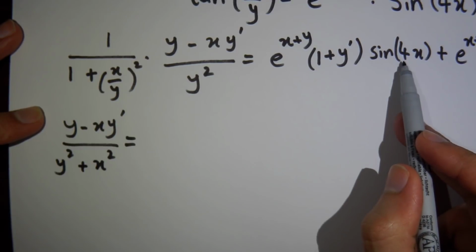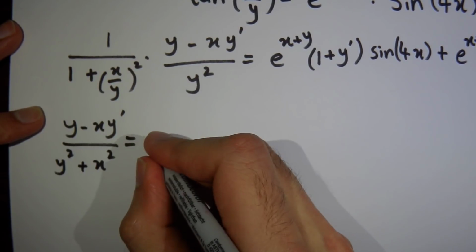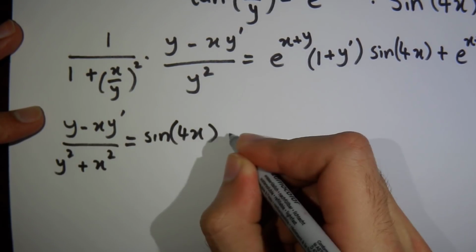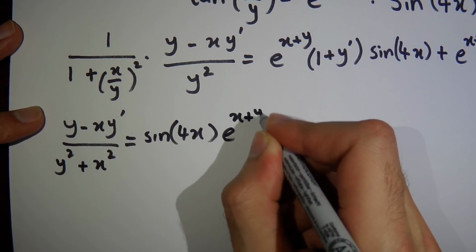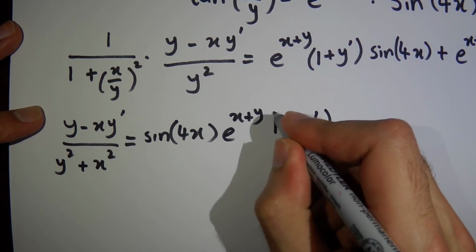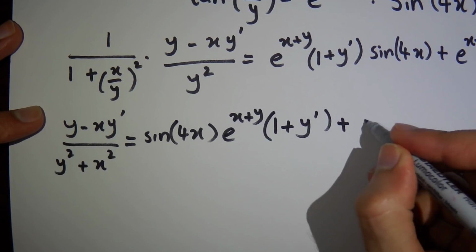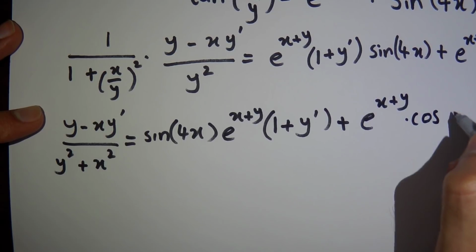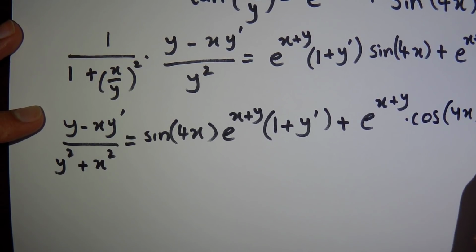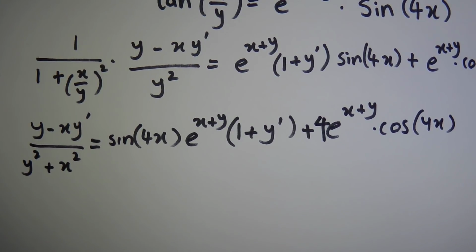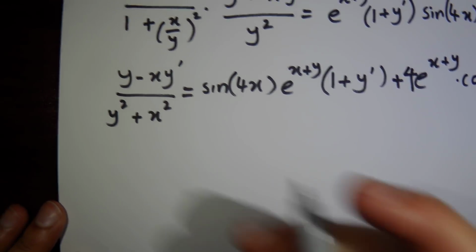That would equal to the right side, which for now I'm going to write as is. I'm just going to rearrange so I could see things clearer. I have sine 4x multiplied by e to the x plus y, all of that being multiplied to 1 plus y prime, and that added to e to the x plus y, multiplied by cosine 4x, and of course I have a 4 which I'm going to stuff right in the beginning. On to the next line.